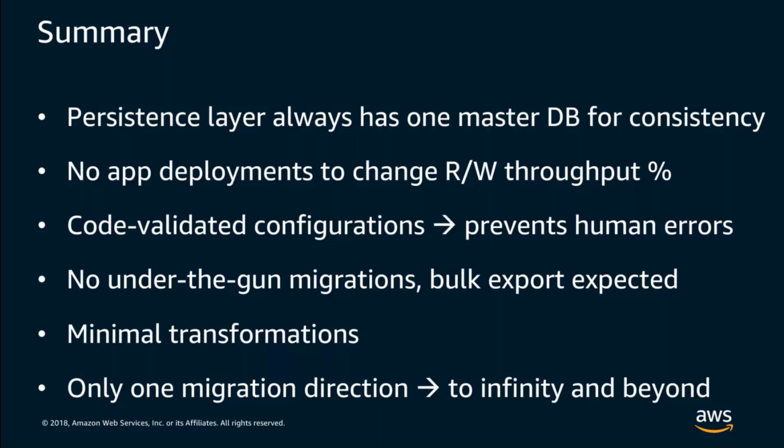As you saw, there's no application deployments to change the read and write throughput percentage, which is to move us from one stage to another. That's really important because you want to be able to say like 5% of your traffic to one database, and then scale that up to 50% and 100%. And you want to be able to do that quickly.